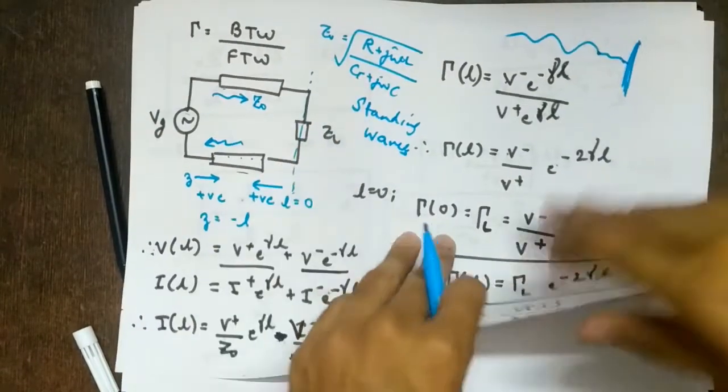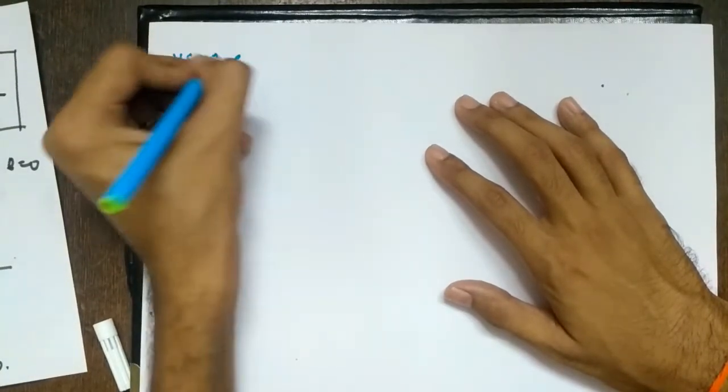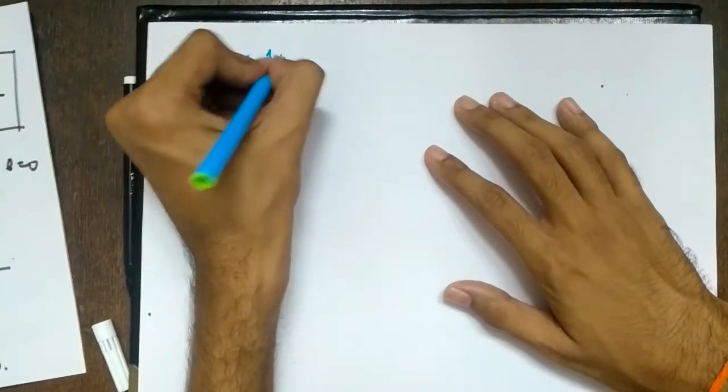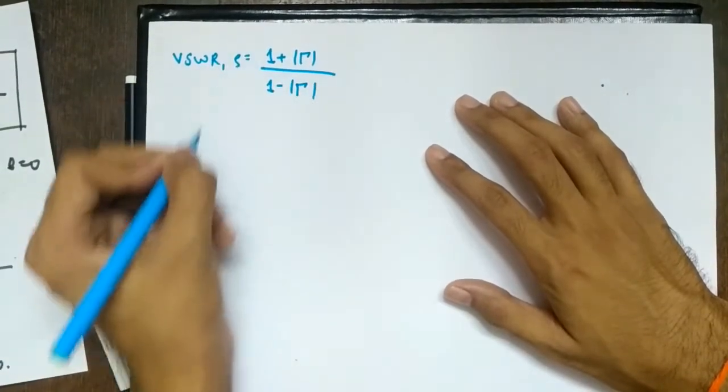So what we do is we define one more quantity, which is called the voltage standing wave ratio. Okay, so the voltage standing wave ratio is denoted by rho, and it is given as (1 plus magnitude of gamma) upon (1 minus magnitude of gamma).